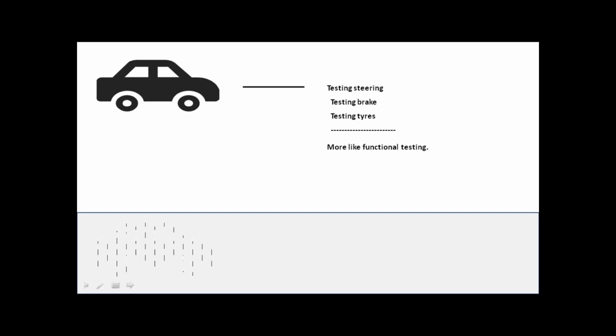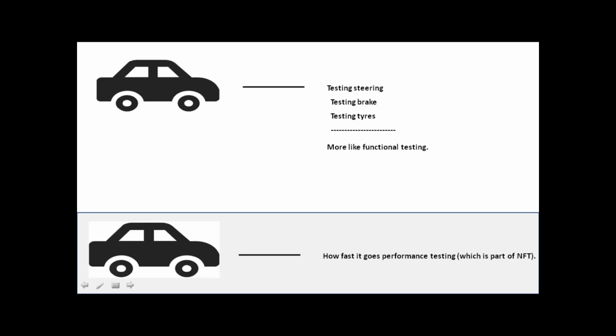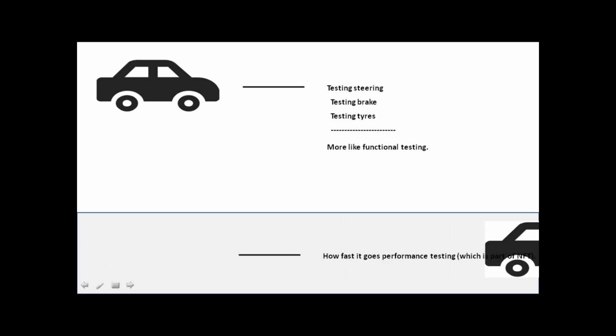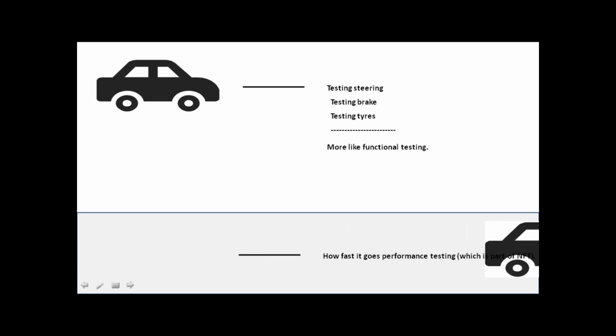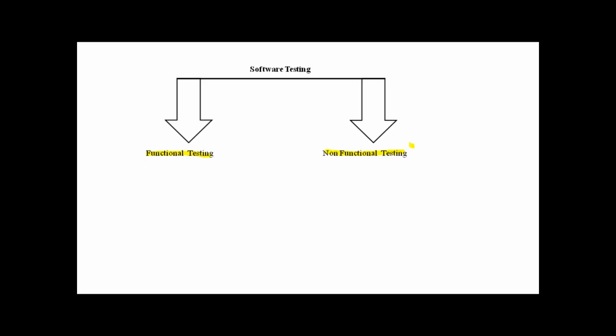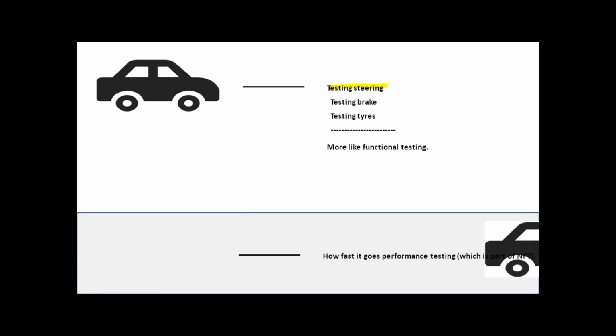But for the same car, you're testing how fast the car travels. We call this performance testing, and this performance testing is a part of non-functional testing. So don't think that if you're testing the steering of the car, that's functional testing. No, I'm just giving you an analogy.